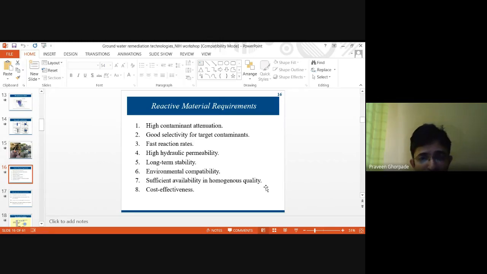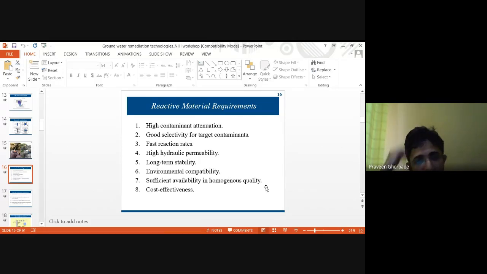That reaction kinetics should be very fast. It should have good hydraulic permeability. It should not block the flow of the water. It will create some other problem otherwise. And long-term stability should be there. That means it should not react immediately, and that material should not get exhausted. ZVIs face that particular problem because they will get oxidized into a higher state of iron, and their reactivity will be lost. So these days people are working on the longevity of the ZVI. Longevity is basically that they will control the reaction rates, and at the same time oxidation rates of iron will be controlled by some protective layers. So they are working on that type of material.